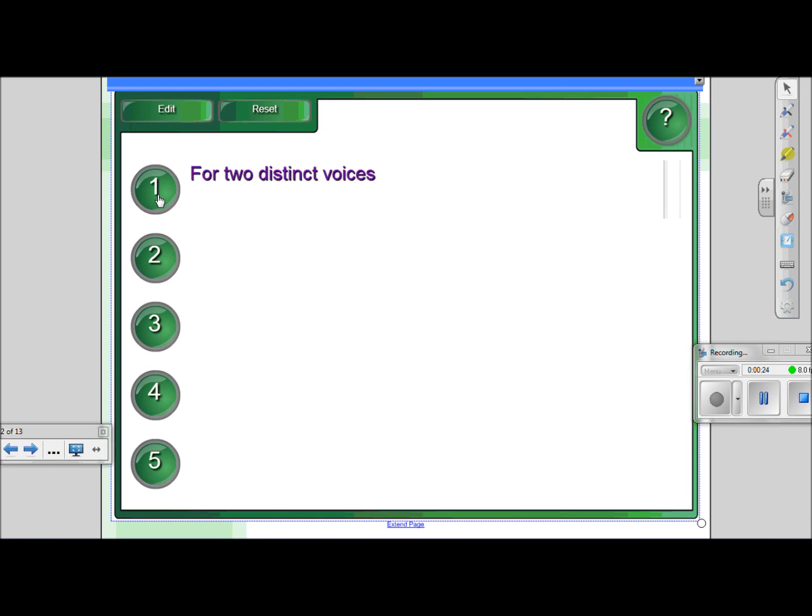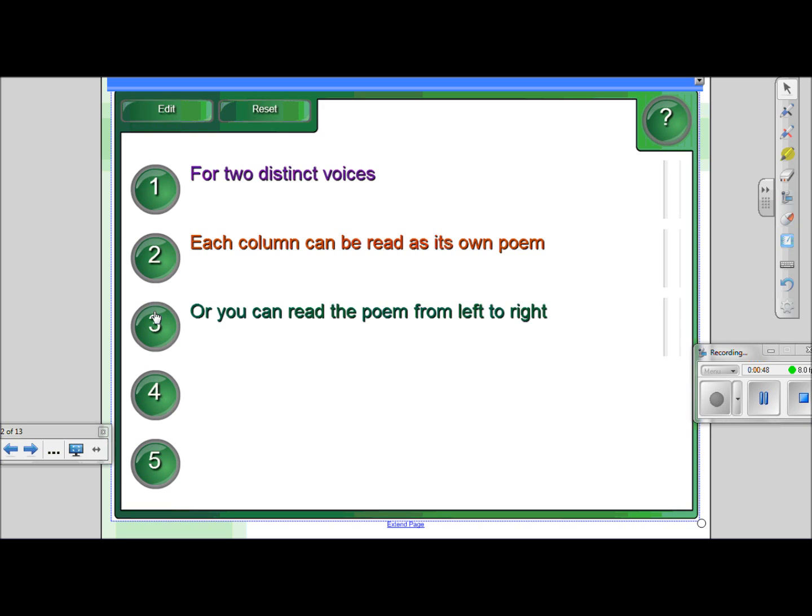So first, it has two very distinct voices. Those voices can appear in two different columns. So you'll have the first column for the first voice, the second column for the second voice. Each column can be read on its own and make sense, yet when you combine the two, you can read them from left to right.